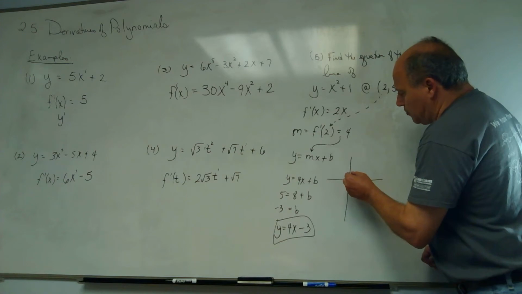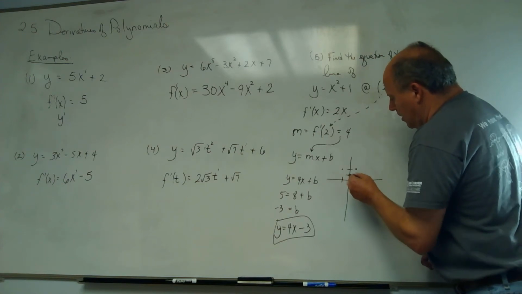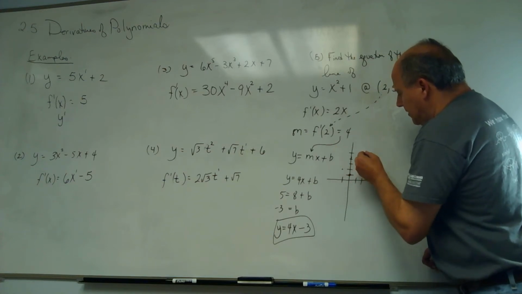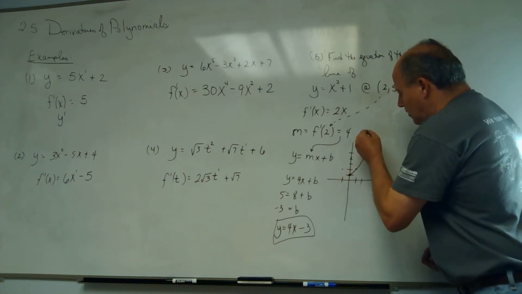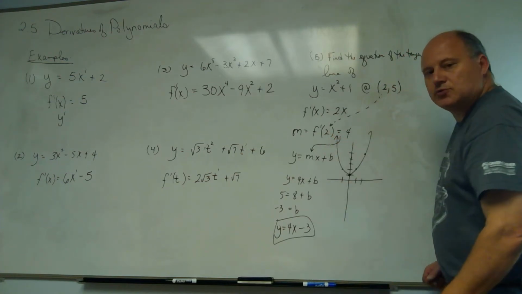So x squared plus 1 is 1 at 0. Then 1, 1, and then 2, 5 is up here. Alright? So it looks like that. So that's y equals x squared plus 1.